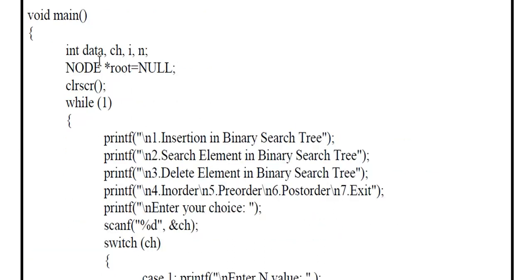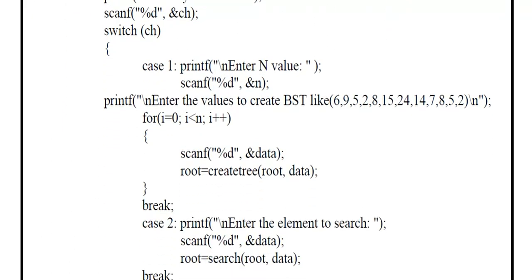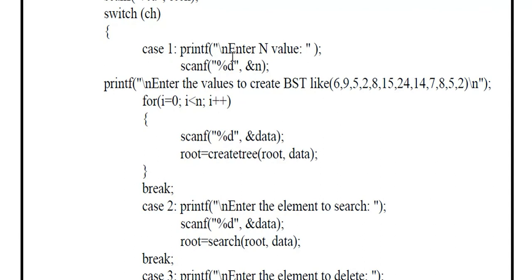So in the main program, we are going to come across all the functions which we have studied till now. We are going to create a root node, and initially we make it null. The options available are insert in a binary search tree, search an element in the binary search tree, delete an element in the binary search tree, in-order traversal, pre-order traversal, and post-order traversal. So this is the set of operations which we can perform here, and here we have case 1 as the number of values we need to insert.